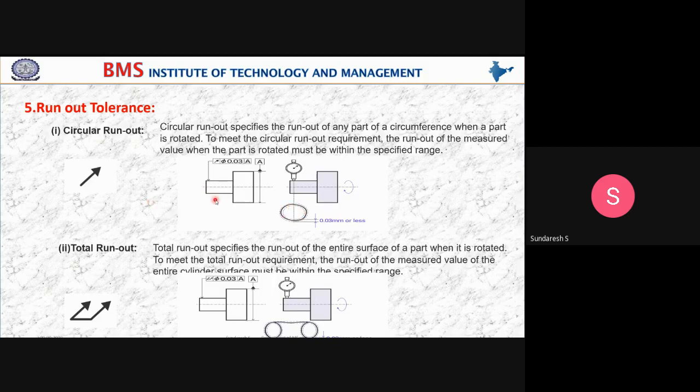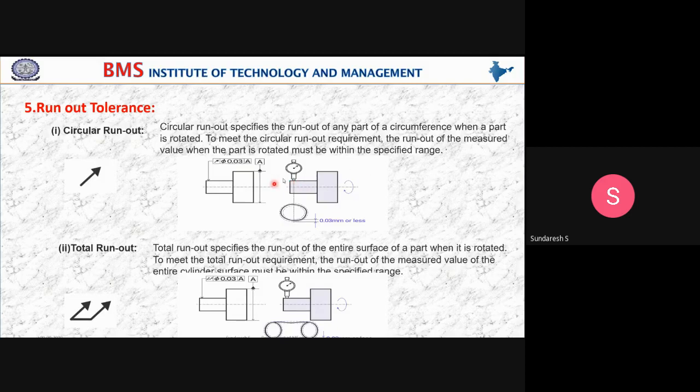This is circular runout. In a similar way, we have total runout, which specifies the runout of the entire surface of the part when it is rotated. So circular runout is only the circumference. When it comes to total runout, the entire surface is rotated. To meet the runout requirement, the runout of the measured value of the entire cylinder surface must be within the specified range. Here, only this circular part was what we had as runout.